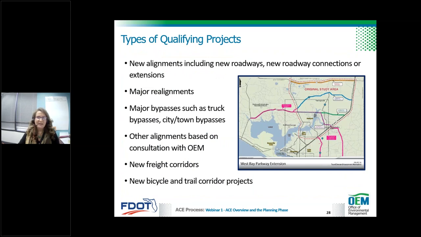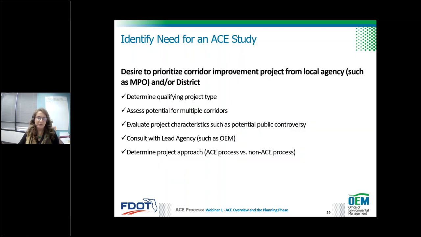So this slide summarizes the types of projects that might qualify for an ACE. New alignments or extensions, linking major facilities, extension or connection to an interstate or state routes. So think of a study that would support a program like I-4. Other project types may include major realignments or bypasses. And if you're really not sure, just reach out to OEM and get some feedback.